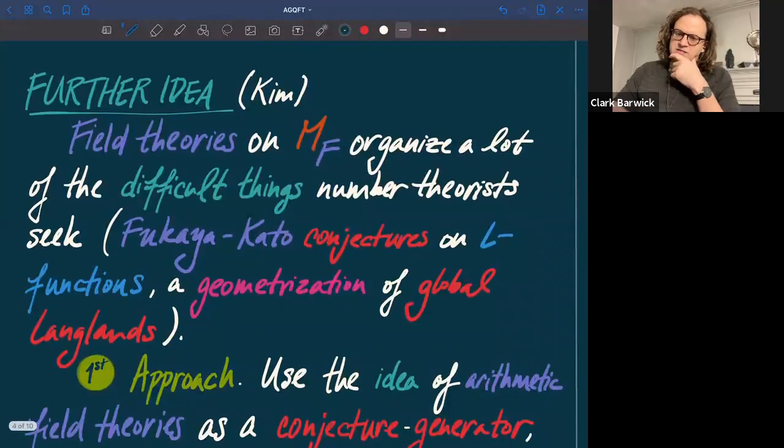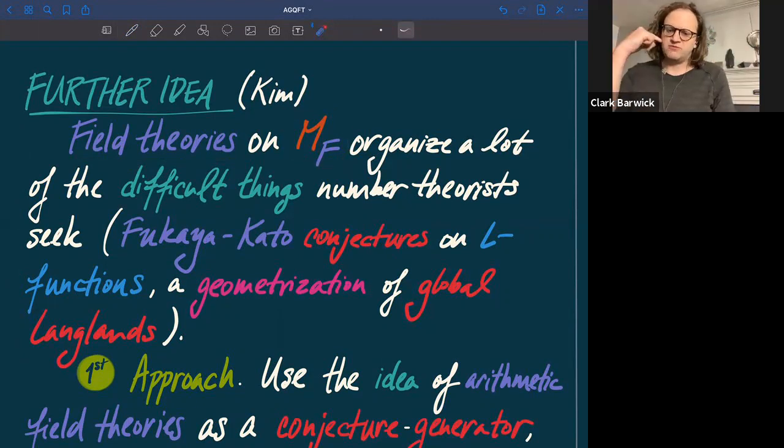So the idea here is that Kim predicts that if we understood arithmetic field theories, that is to say field theories defined on these interesting small dimensional manifolds, these would organize a lot of the difficult things that we're after when we try to do number theory. So for example, the Fukaya-Kato conjectures on L functions should be easily, or quote unquote easily, extracted from the right form of field theory on this MF.